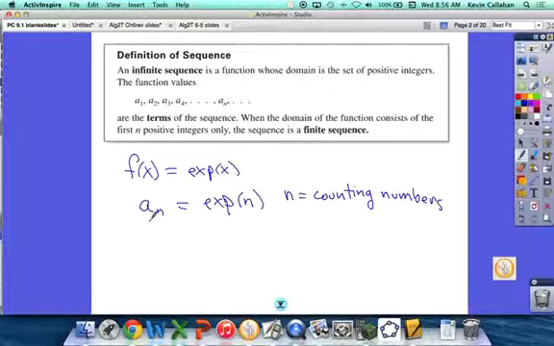Okay, what other thing? So these are the terms, right? Each one of these, A1, A2, A3, those are the terms of the sequence. And if you see these dots at the end, that means it keeps going on forever, and that would be infinite, right? And then as they're saying here, if it only includes a finite number of terms, then it's called a finite sequence.